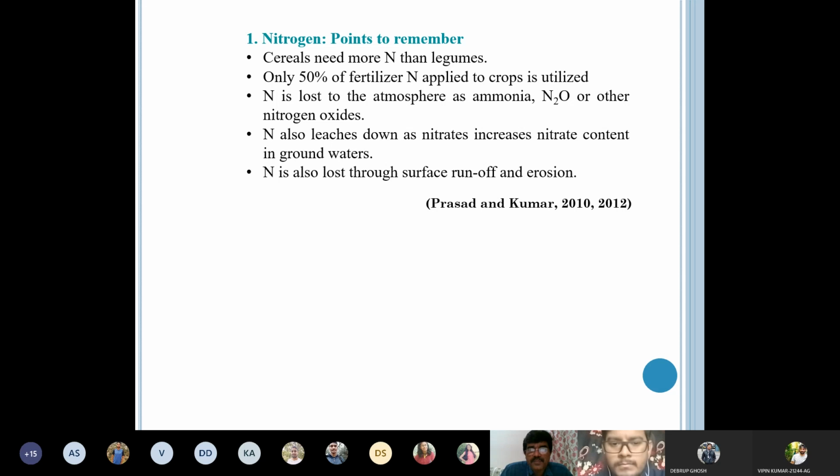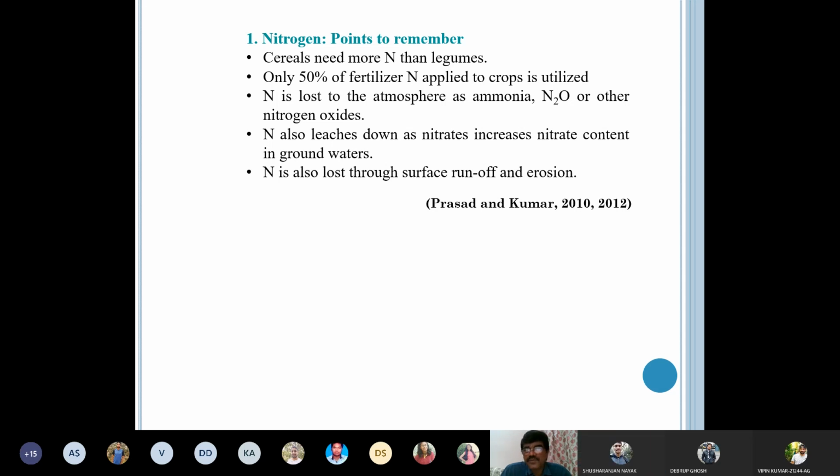Now, the main points I want to discuss are about NPK. Just NPK, what are the important points? Number one, remember, cereals need more nitrogen than legumes. It is known to you. Only 50% of fertilizer nitrogen applied to crops is utilized. These are average values. Normally for rice it is 30 to 40%. For wheat, it may be 40 to 50%.